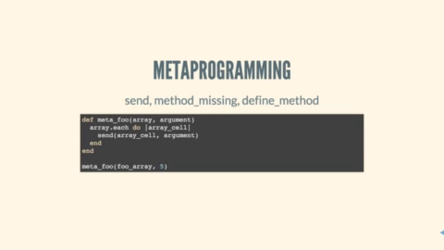And define method is a way to define a method with a dynamic name. So here what we have is this method metafoo that takes an array and an argument, and then on each element of the array that you pass in, it calls a method whose name is the value in each cell of the array. So if you pass a foo array, presumably that array would contain a number of method names, and then you'd call them all with the same argument.